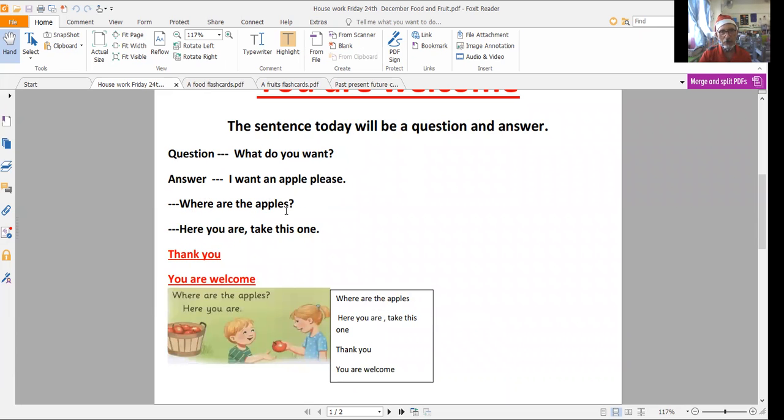Where are the apples? And your friend says, here you are, take this one. Thank you. You're welcome. So the simple conversation that takes place: the boy asks, where are the apples? And the girl says, here you are, take this one. And the boy says, thank you. And the girl says, you're welcome. That's a simple conversation asking for an apple.